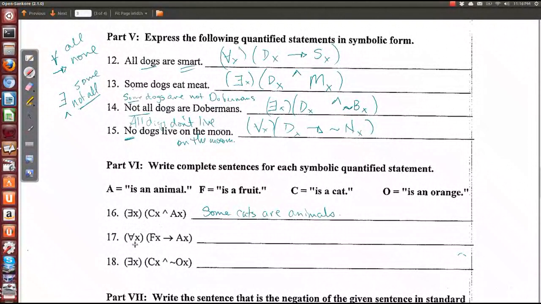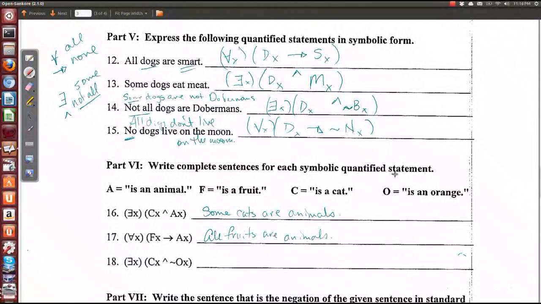Similarly, for number 17, I want to use the keyword all because it's universal. And I'm starting with F. So all things that are fruit, if it's a thing that's a fruit, then it's an animal. All fruits are animals.